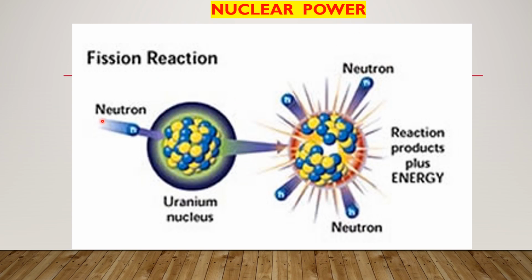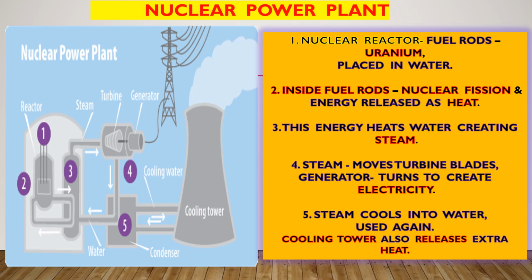How does it break apart? As a neutron is injected into the shell of the uranium nucleus, the nucleus breaks open with great energy force, giving the reaction products plus energy. And this energy is utilized to convert water into steam, and that steam itself produces electricity.